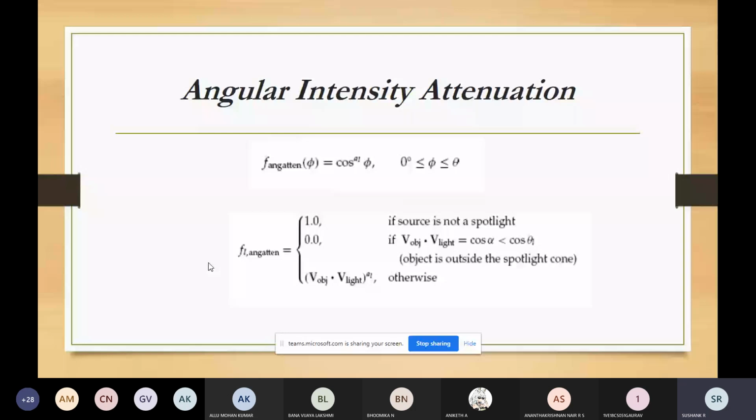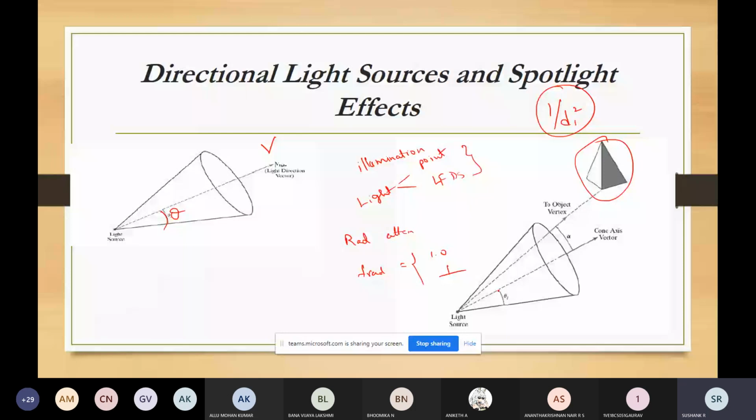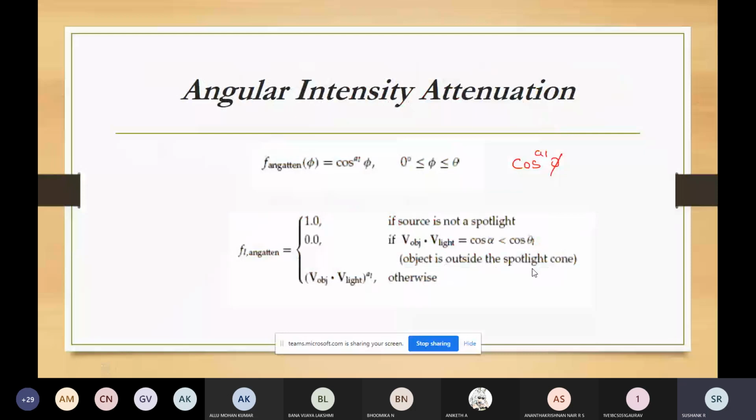The formula is given by f_angular attenuation, which is equal to cos phi to the exponent a1, where the value of this angle phi is between 0 and theta. What is this theta? You can check from here. This is the theta value. So the value of phi is between 0 and theta.